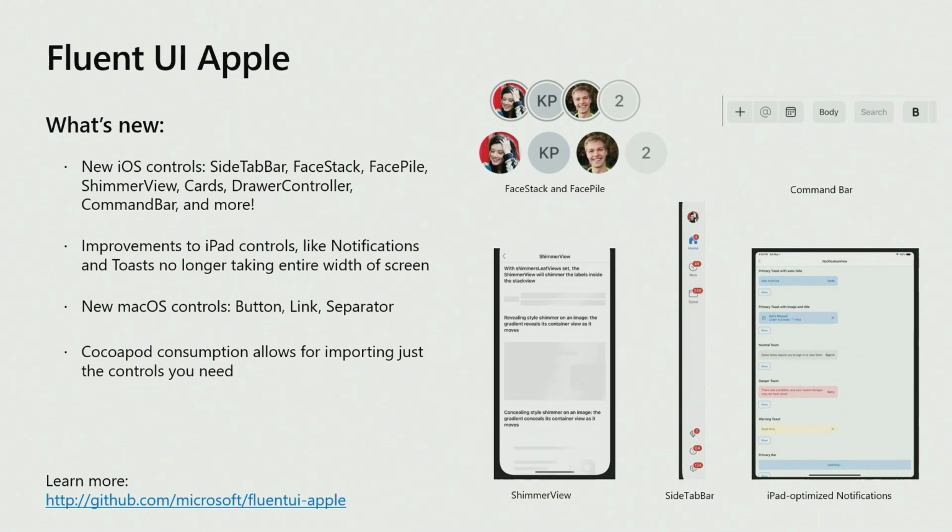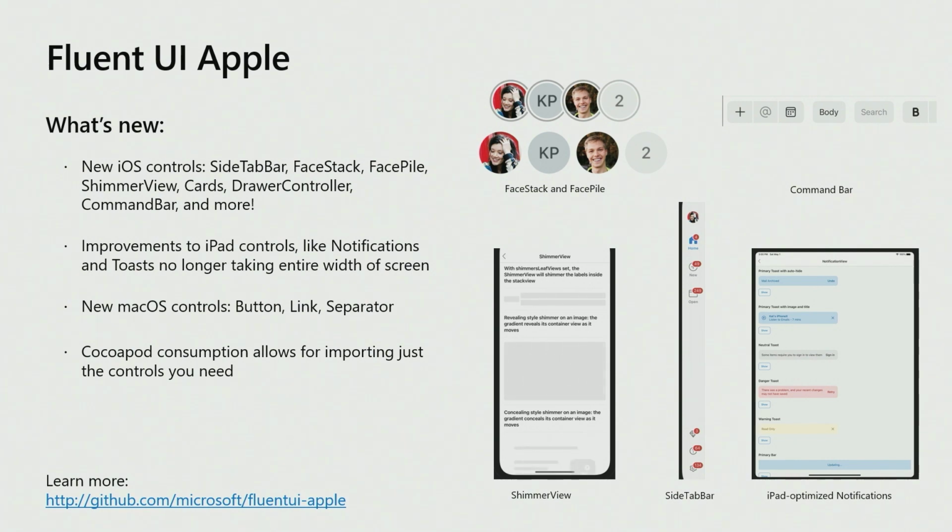Next, we want to talk about our Fluent UI Apple repo on GitHub. Fluent UI Apple has both iOS and macOS controls in it. So we have new iOS controls, again, FaceStack and FacePile, similar to what was released on Android. We want to make sure that we keep parity as much as possible there.